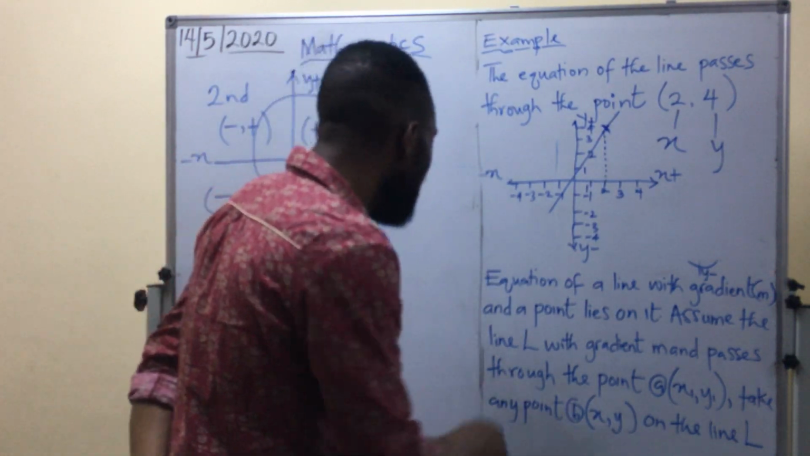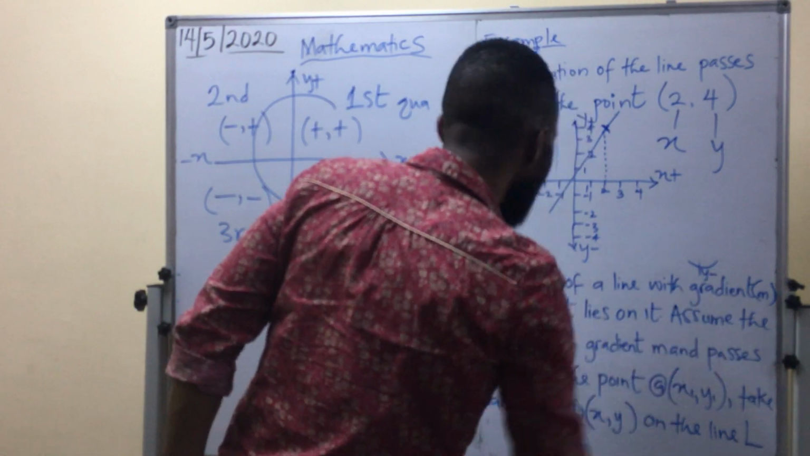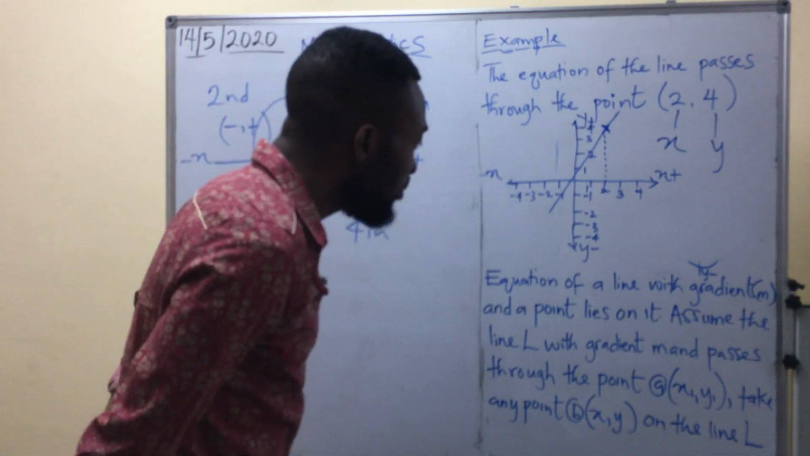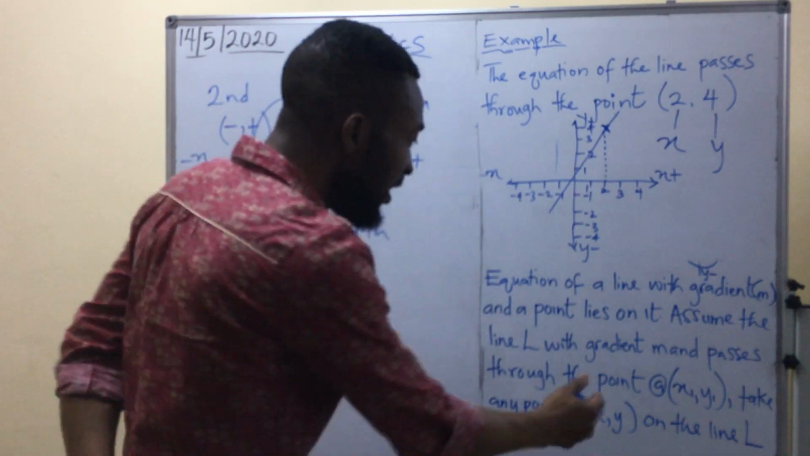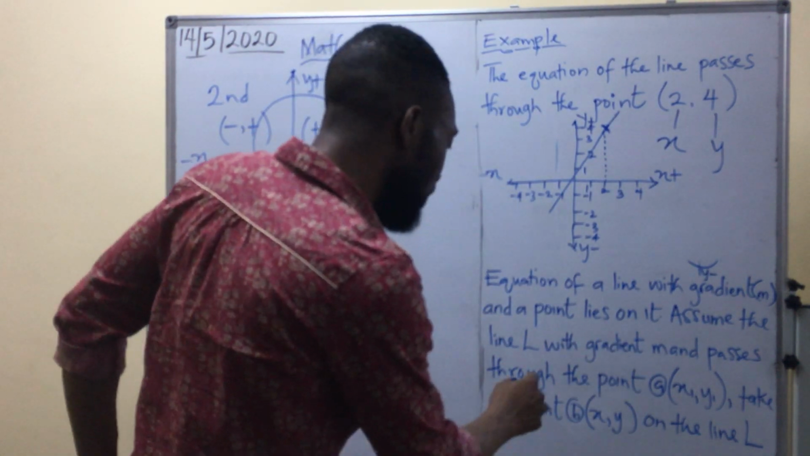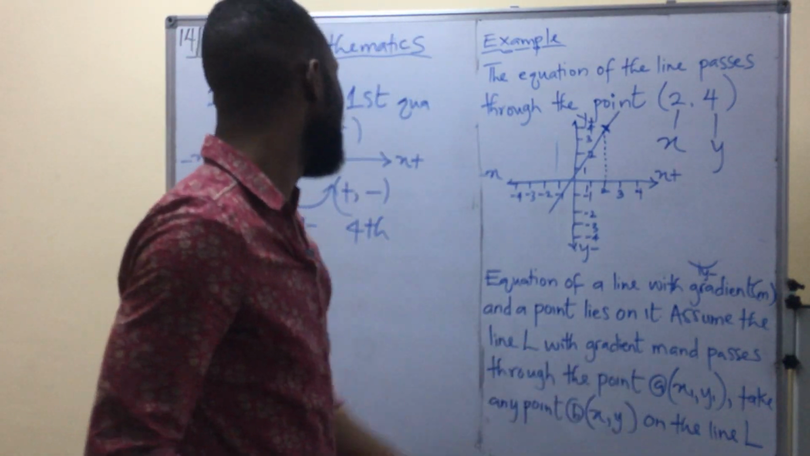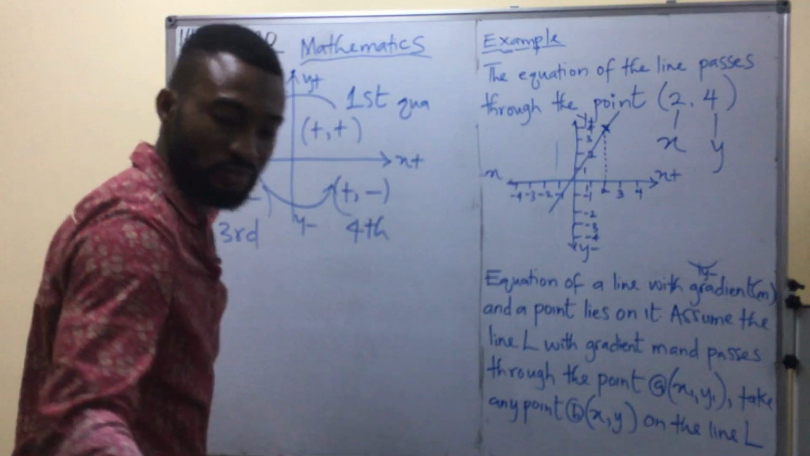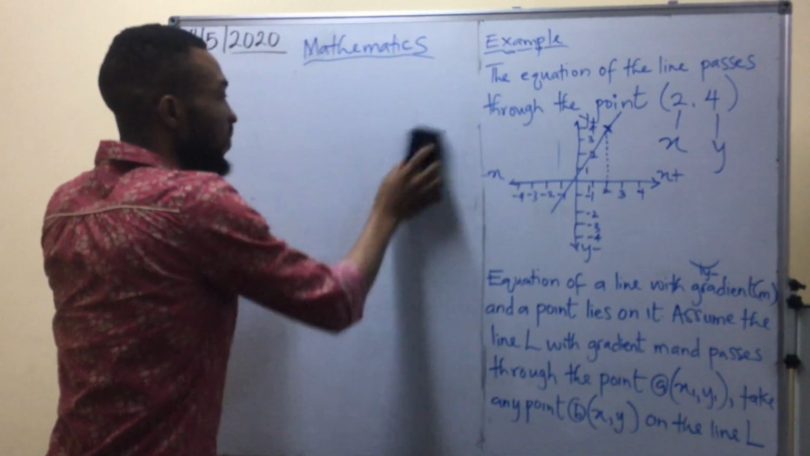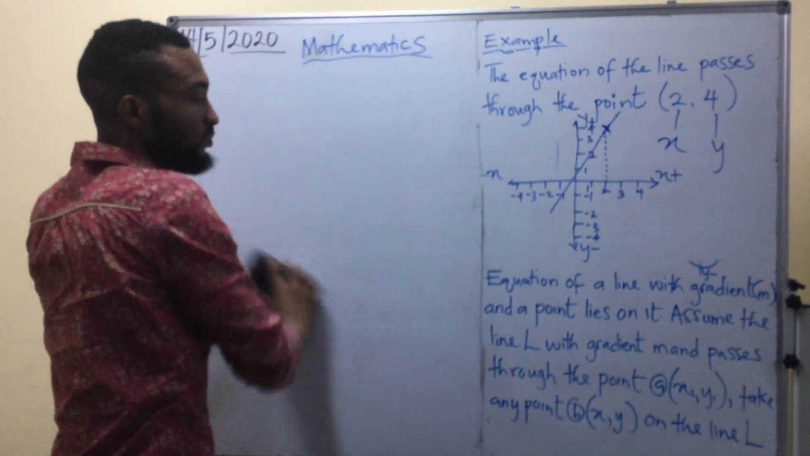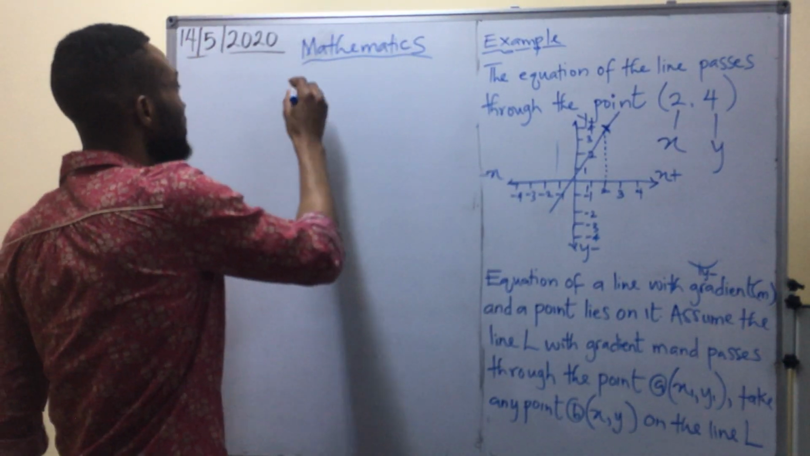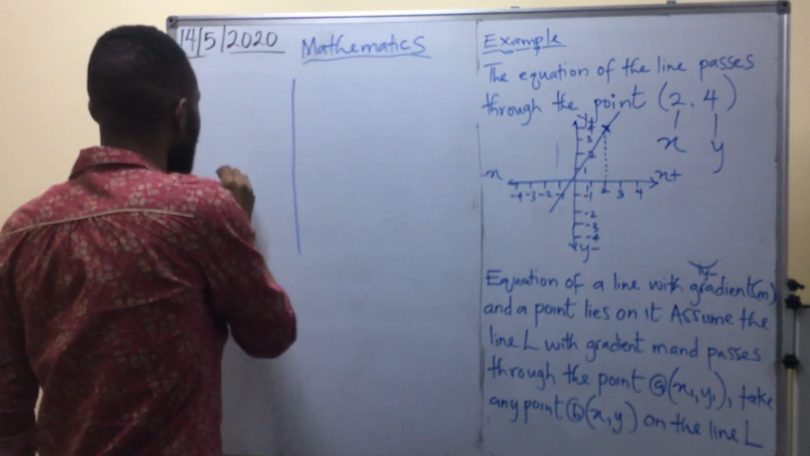This one says the equation of a line with gradient m and a point on it. Assume the line L with gradient m passes through the point A, that is (x1, y1). Take any point B, that is (x, y), on the line L. So what are they telling us here, according to what is being written here?